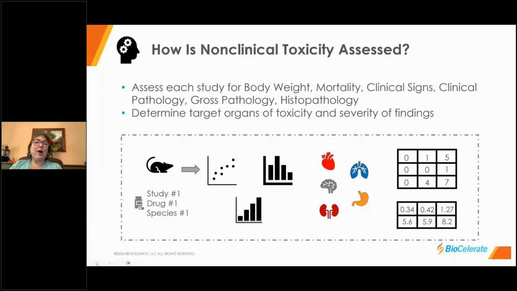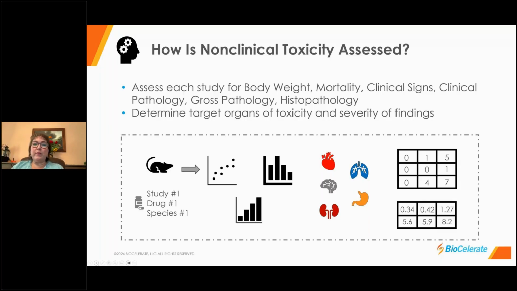So before we talk about cross-study analysis, let's just back up and ask, in general, how is non-clinical toxicity assessed? Because that was really our starting point with trying to design this particular app. So when you consider how an individual, an analyst, a toxicologist, a scientist, would look at study data, what are the processes that we are going through?